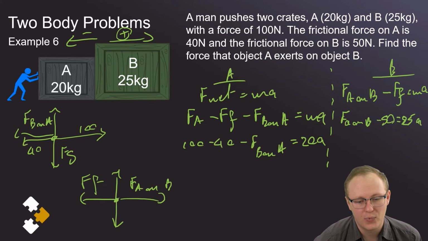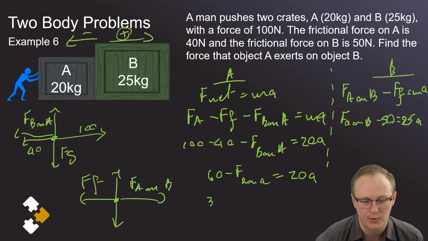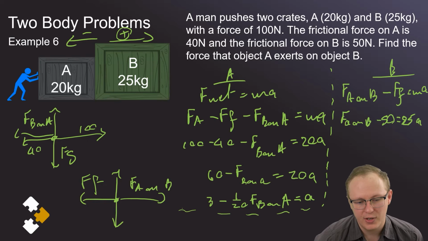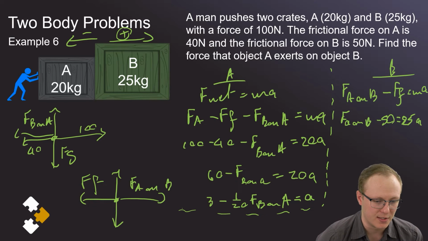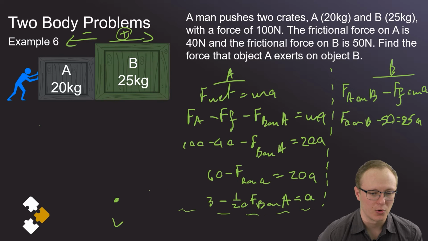Okay, so what I'm going to do is make the acceleration the subject of the formula here. So 100 minus 40 is going to be 60. So 60 minus the F B on A is going to be equal to 20A, right? And then if we divide both sides by 20, 60 divided by 20 is going to be 3. So that's going to be 3 minus 1 over 20 of the F B on A, which is equal to this A here. Okay, and then wherever I see A on this side, I can go substitute that in. Now I have not used my space well, so I'm going to get rid of this, RIP, so that I can go continue my equation there.